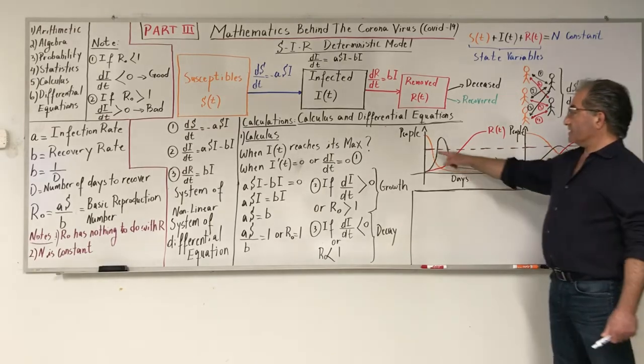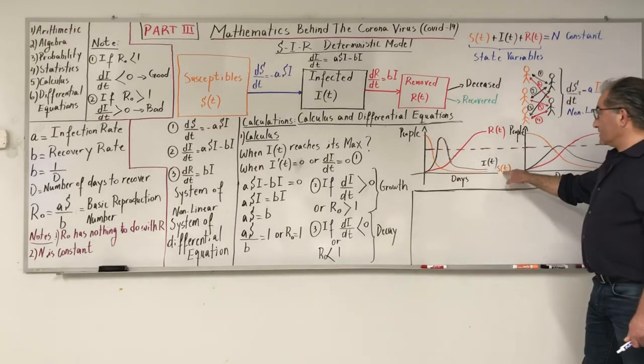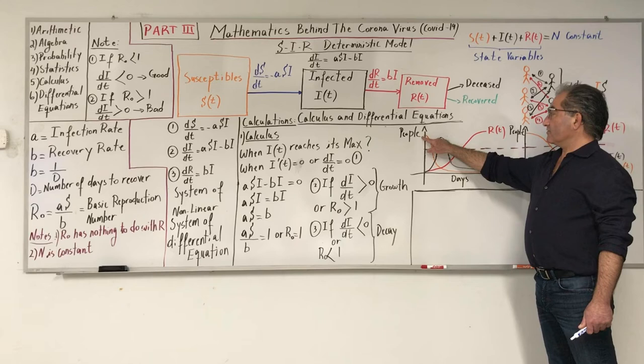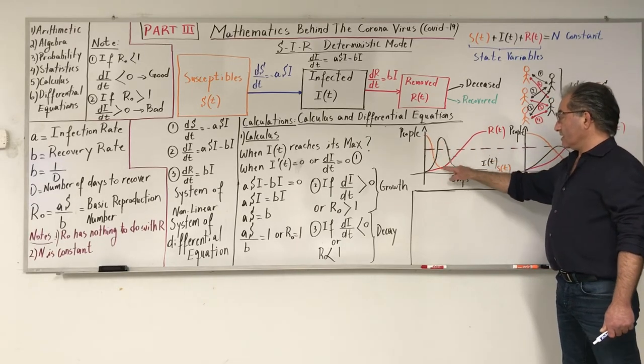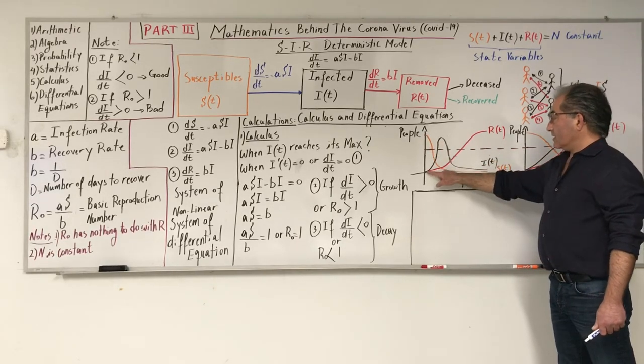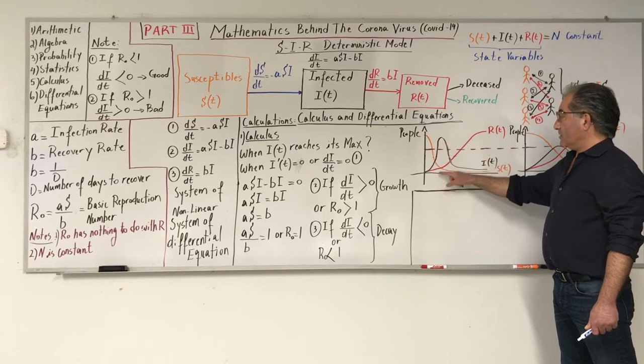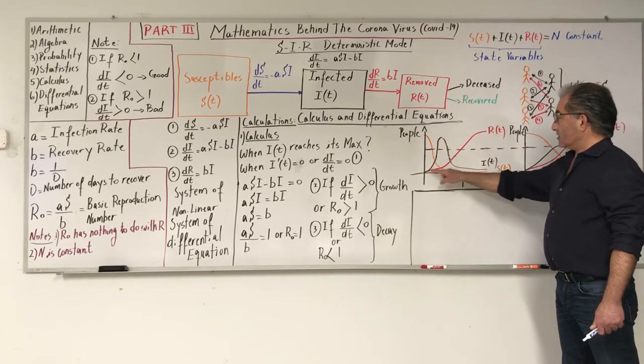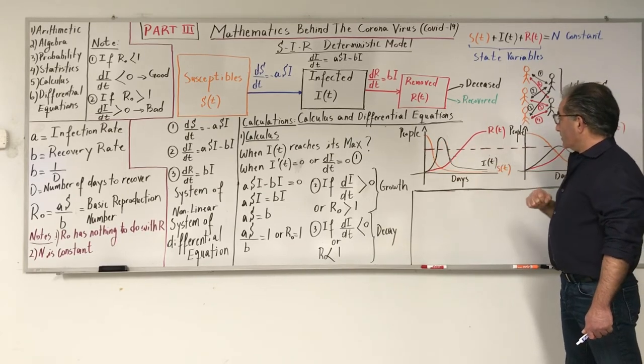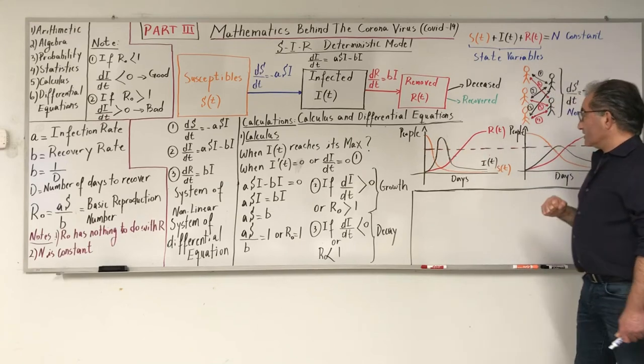So what happens, the orange graph here are the susceptible people. We start from a number and they go down because they get infected. Then the infected ones, they go up. And the red one are the recovered ones, they go up. Again, these two are logistic models.